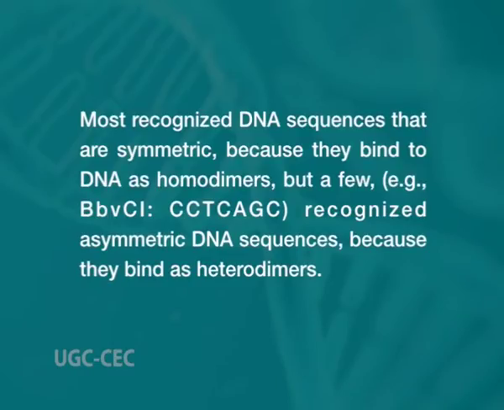Most recognize DNA sequences that are symmetric because they bind to the DNA as homodimers, but a few, such as BbvCI, which recognizes the CCTCAGC sequence, an asymmetric DNA sequence, bind as heterodimers. The next most common type 2 enzymes, usually referred to as type 2S, are those like FokI and AlwI that cleave outside of their recognition sequences to one side.